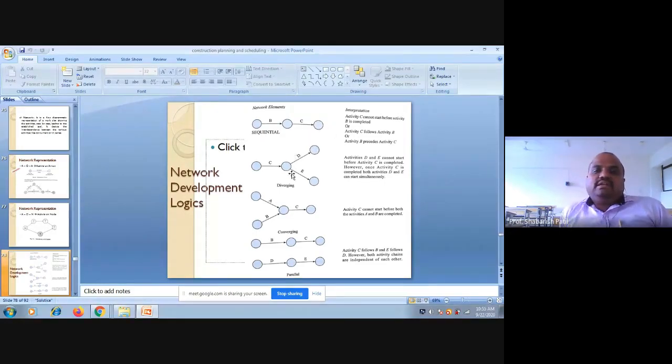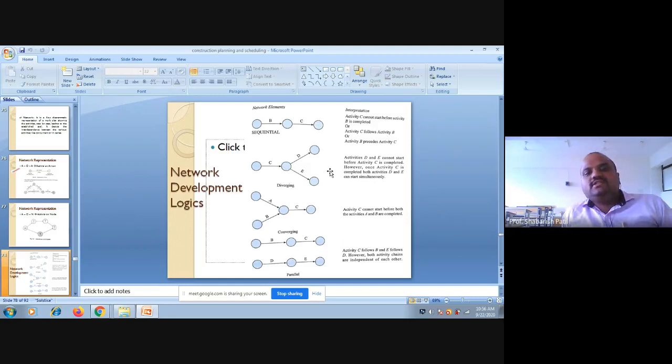So I have a diverging arrangement of activities here. How we can interpret this is, please remember, activities D and E cannot start before activity C is complete. However, once activity C is completed, both activities D and E can start simultaneously. So activities D and E are parallel activities. They can be started simultaneously, but only when your activity C is completed.